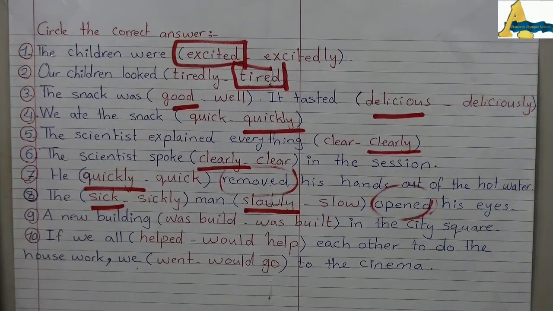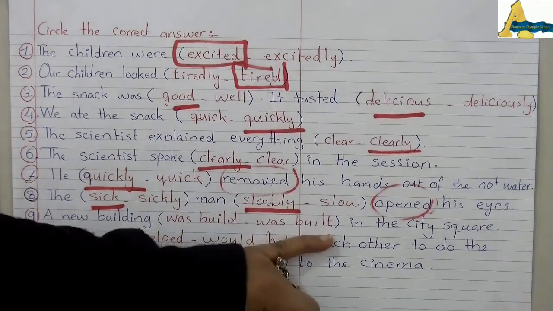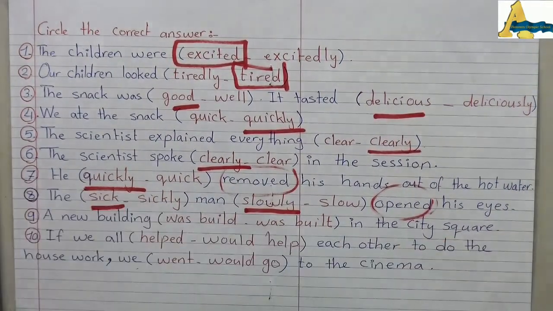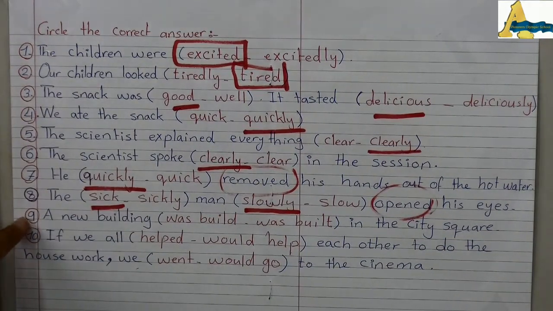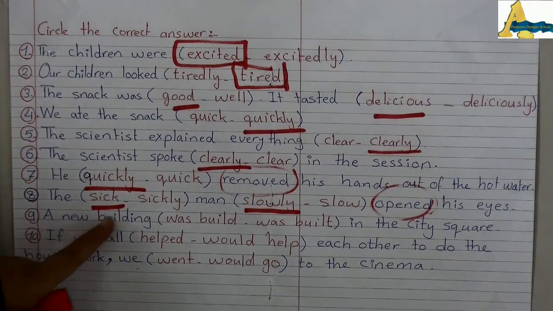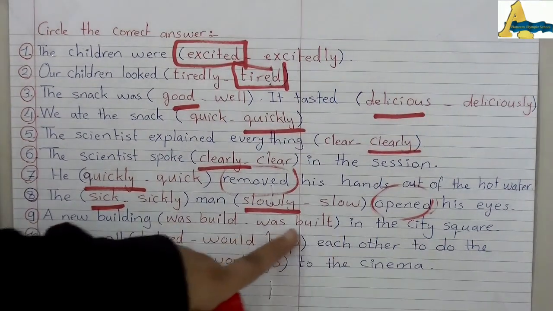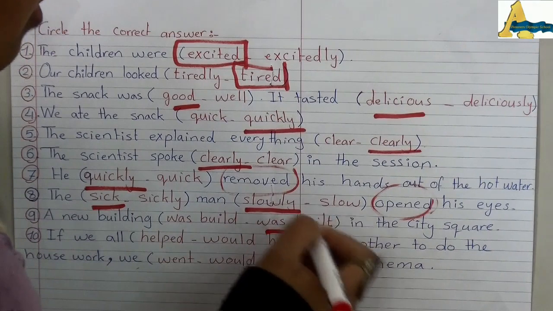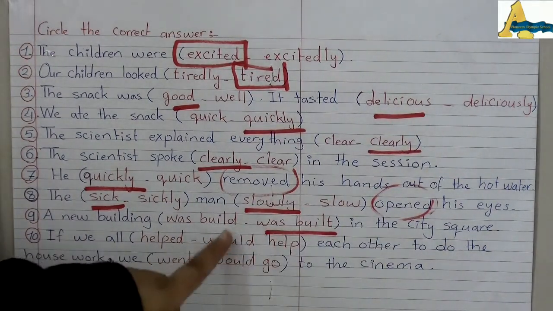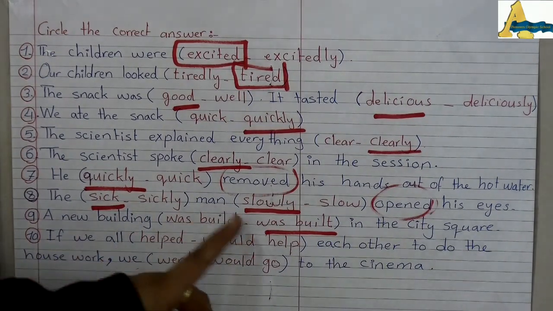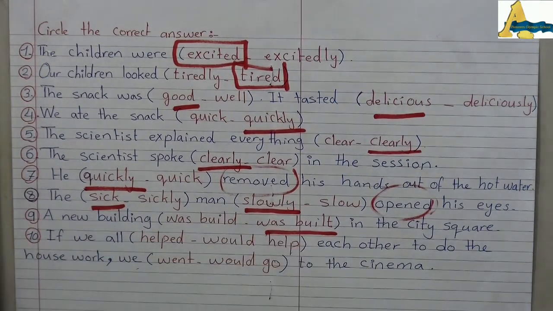Number 9, a new building was built in the city square. Here again, we are in a passive voice sentence. So here, a new building was built because we use the past participle of the verb and it couldn't be build. So it was built.